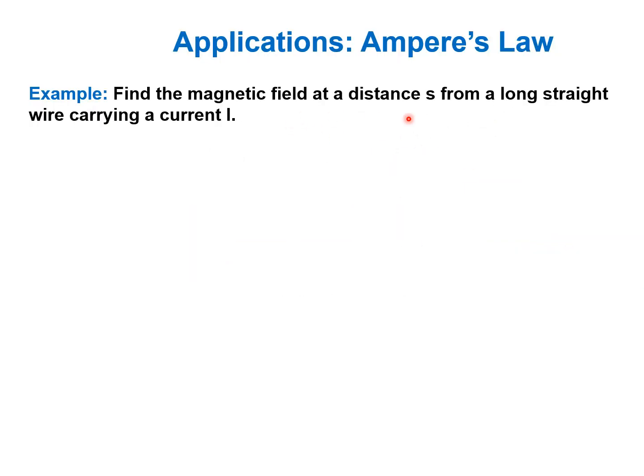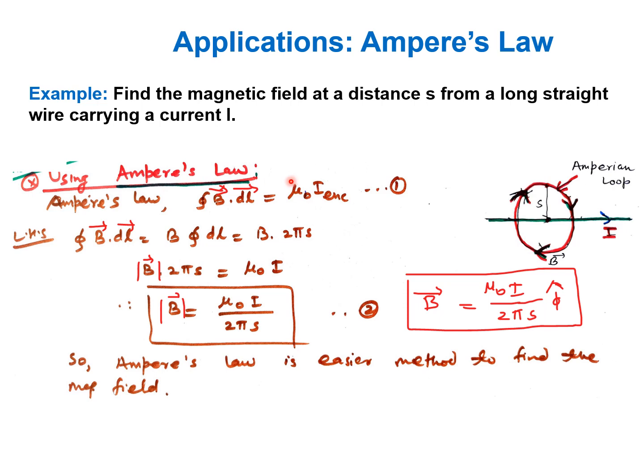First case is, find the magnetic field at a distance s from a long straight wire carrying a current I. We have done this problem with the Biot-Savart law in the last lecture. Here we will see it using Ampere's law. If we have a wire carrying a current capital I, and we have to find the magnetic field at a point P, which is at distance small s from this wire, first we have to draw an Amperian loop at point P, which here is a circle, and on this Amperian loop we will use Ampere's law.